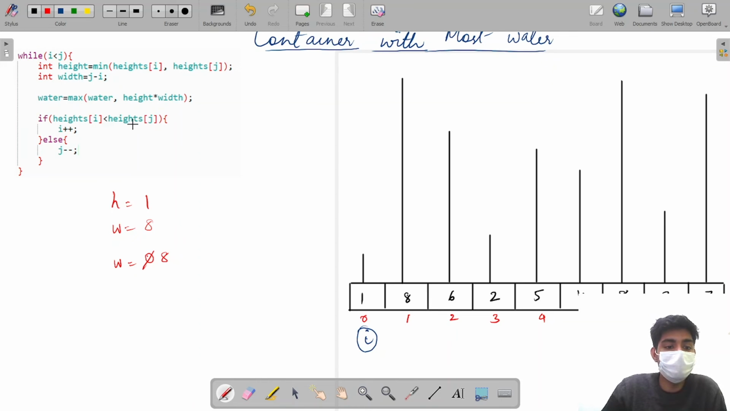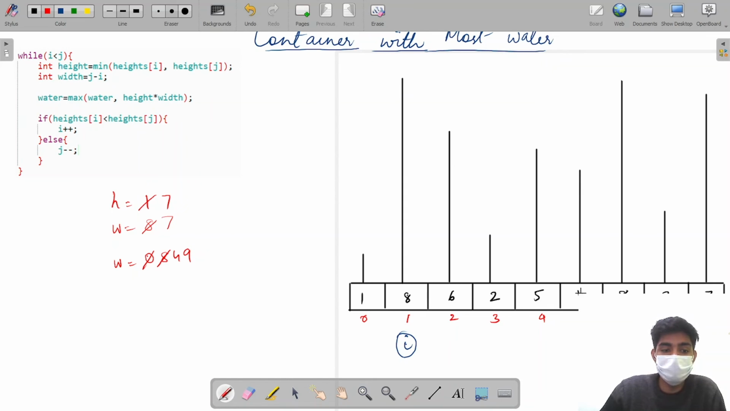Now my height of i is less than heights of j, right? 1 is less than 7. So I will increment my i. Now i is also less than j, so I will go in this loop again. Height is equal to the minimum of the two values, so my height is going to be 7. What is going to be my width? 8 minus 1, which is 7. So 7 times 7 gives me 49. Now my new water will be the maximum of 8 and 49. Now it will increase. So my new water will be 49.